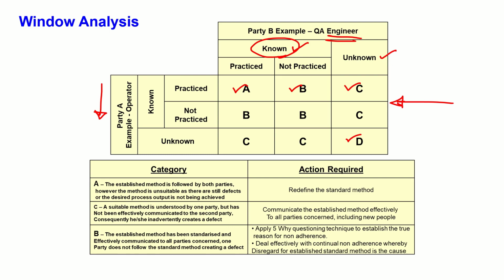Then once you've got the SOP, is it practiced by the technical authority or not practiced by the technical authority? Okay, clearly if you've got a standard operating procedure and the technical authority doesn't practice it, well, it's not much point having the standard operating procedure. So that's the technical authority at the top, and then down the side we've got the production authority.